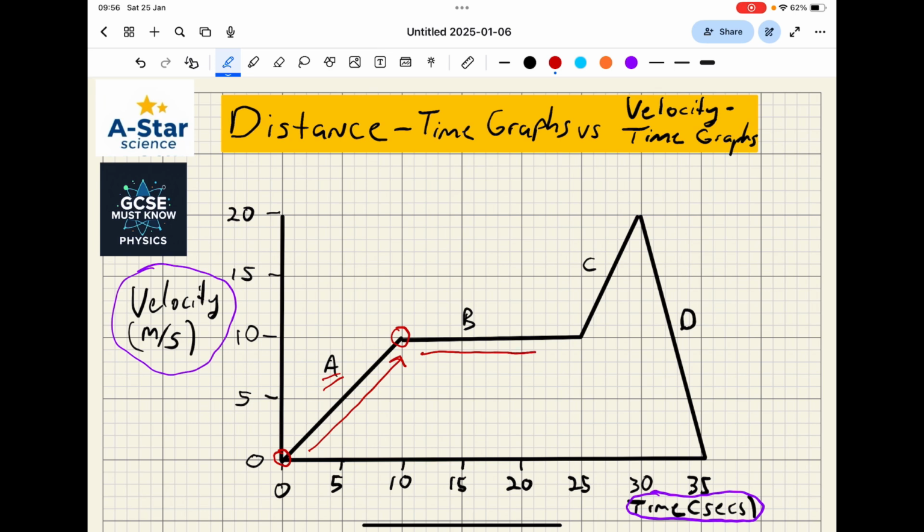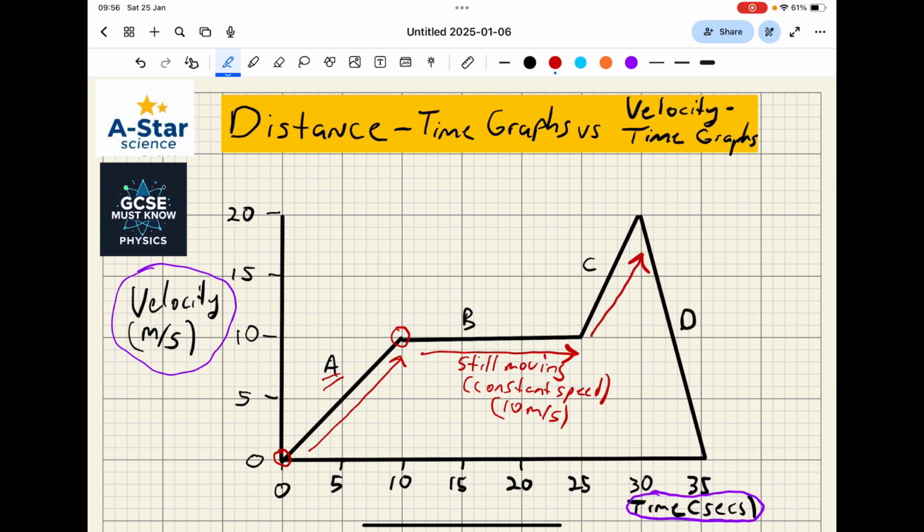At point B, the object is still moving. It's very important to understand that. That's the difference between the distance time graph and the velocity time graph. But it's moving at a constant speed. Notice it's staying at 10 meters per second. The object hasn't stopped. At C, it begins to accelerate again.